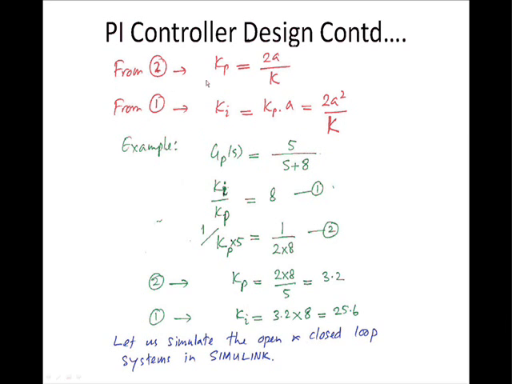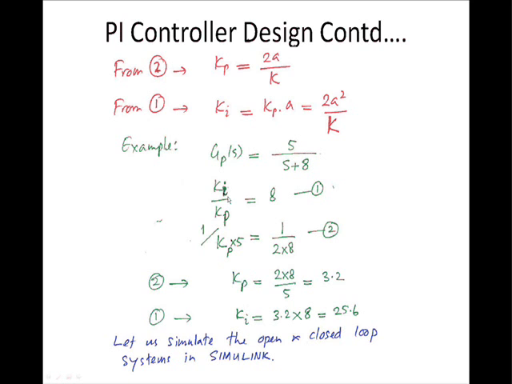Then, from equation 2, I can easily find kp, which is equal to 2a over k. Since the open loop transfer function is defined, we should know the numerical values of a and k, which gives me the value of kp. And then, once kp is known, from equation 1 I can find ki, which is kp times a, that is 2a squared divided by k. And then I would like to take up a numerical example. Let us take our open loop process G_p(s) to be equal to 5 over s plus 8.